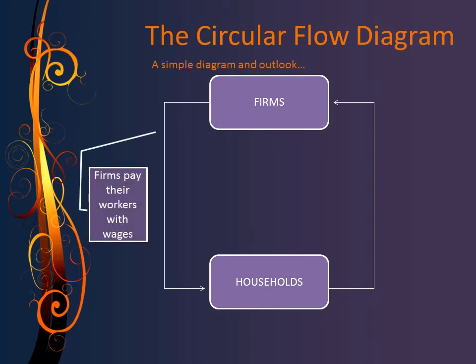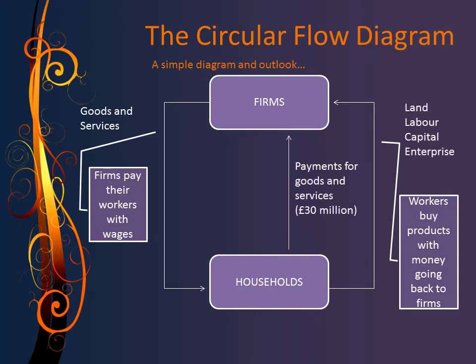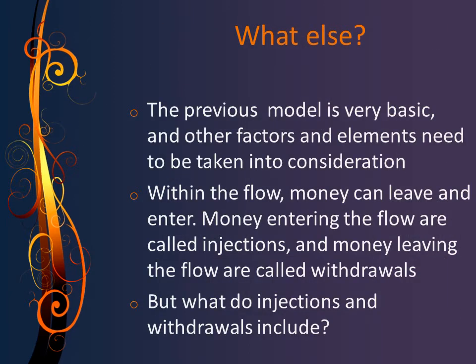So, firms pay their workers with wages, which goes from the firms to the households. The households then buy products, and the money goes back to the firms. We have the goods and services and the land, labour, capital and enterprise. Payments for goods and services go from the households to the firms, let's say 30 million. The firms then pay rent, profit, wage and interest, 30 million, to the households.